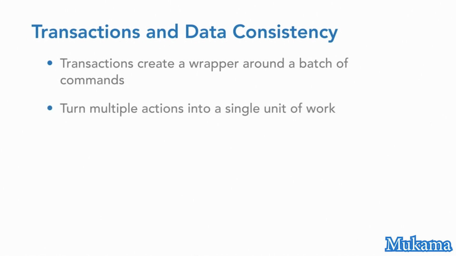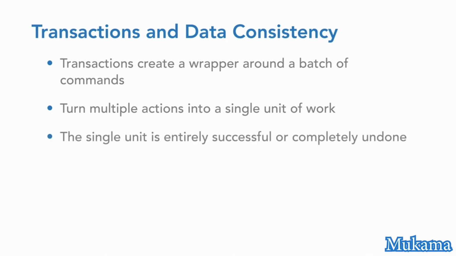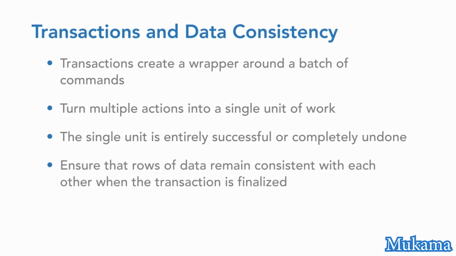This wrapper allows you to treat the entire bunch as a single unit of work, and you can choose to finalize or undo the entire transaction at once. This allows you to perform multi-step processes without having to worry about the data being in an inconsistent state. To illustrate what I mean, let's take a look at an example.